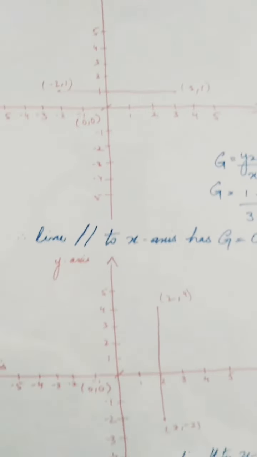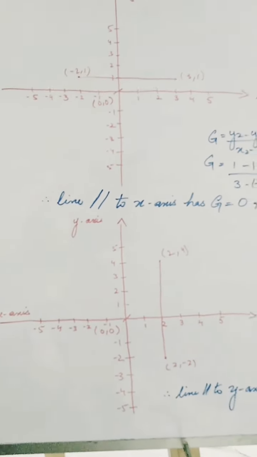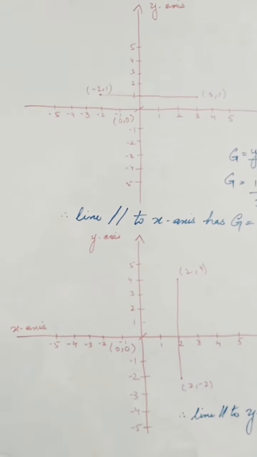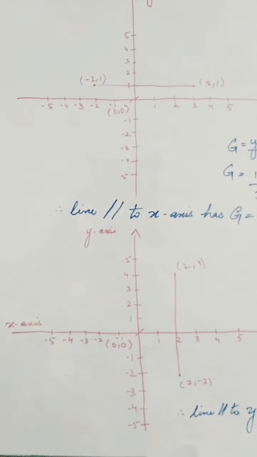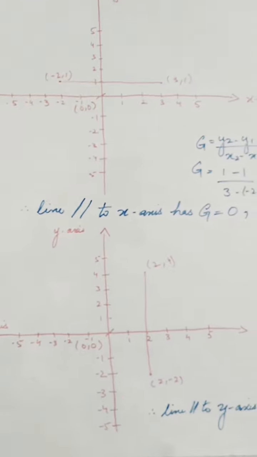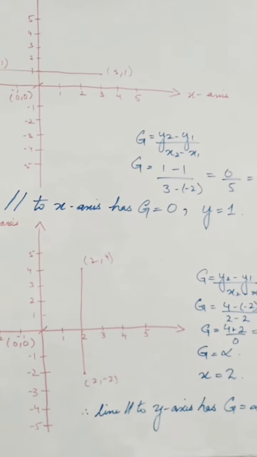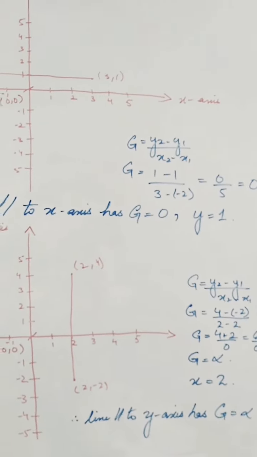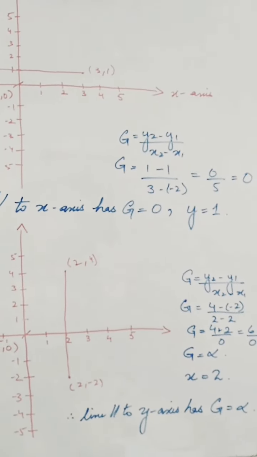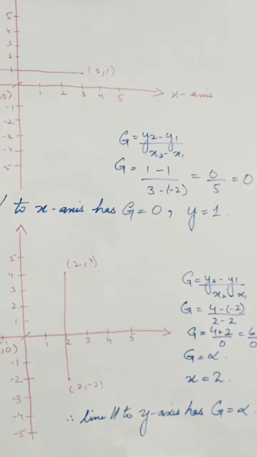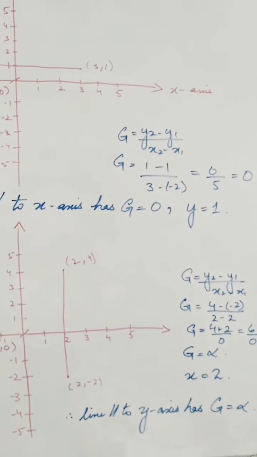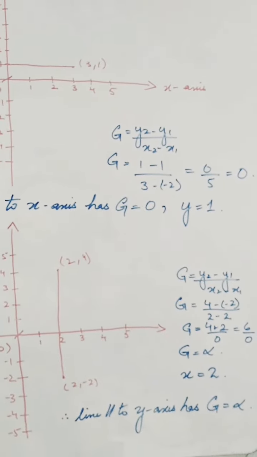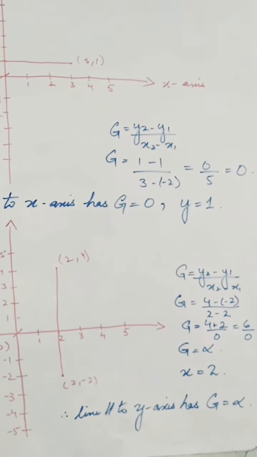Now look at another line which is parallel to the y-axis and passing through the x-axis. If we find out the gradient of this line, it will come out as (y2 minus y1) over (x2 minus x1), which is (4 minus -2) over (2 minus 2). Here the x coordinates are the same. So it becomes (4 plus 2) over 0, and anything divided by 0 is infinite.